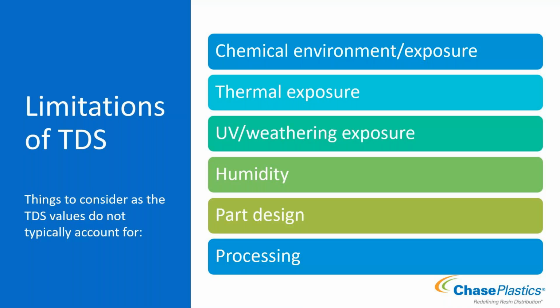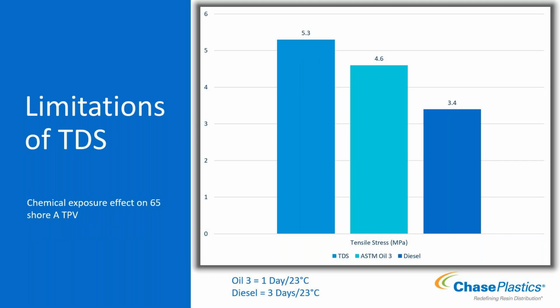Then you have humidity, part design, and processing. So if the part design maybe has a sharp corner, so there's extra stress in that area, it's not going to perform as well. And then processing, maybe you processed it while it was still wet instead of drying. Well, now we have more stress or more potential degradation, and it will not perform the same as you'd expect it to based on data sheet values. So I have a couple examples of that. So chemical exposure. This would be taking a TPV and we expose it to ASTM oil 3 for a day at room temperature, and then diesel fuel for 3 days, also at room temperature.